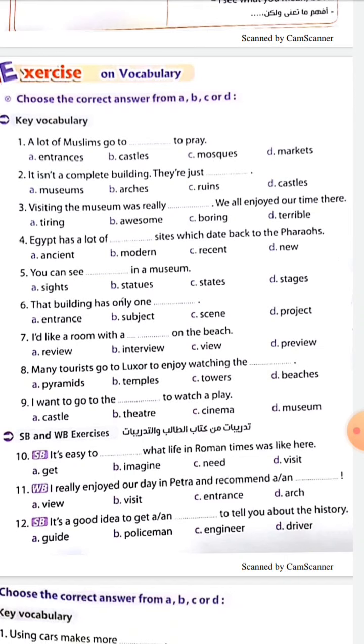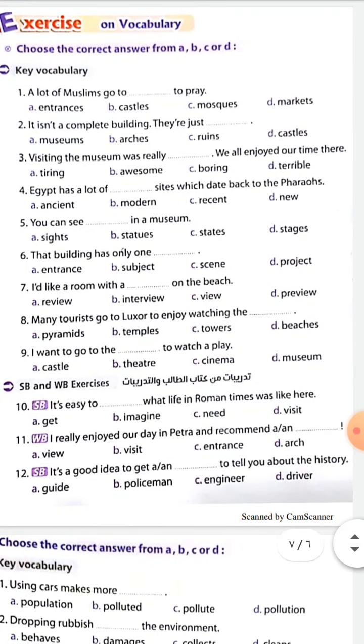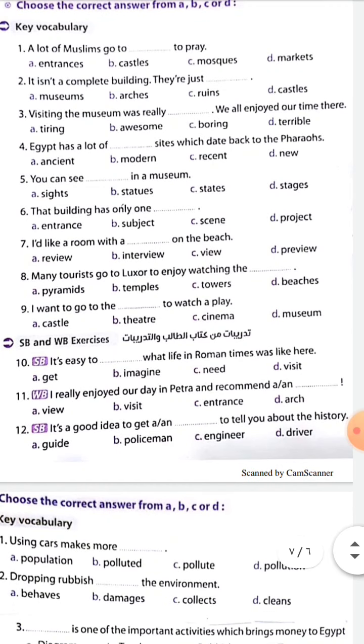Many tourists go to Luxor to enjoy watching the ... طبعا السياح بيروحوا لوكسور to enjoy the temples, or watching the temples. I want to go to that ... to watch a play. What is the meaning of play? Play means مسرحية. We go to the theater to watch a play. Theater.